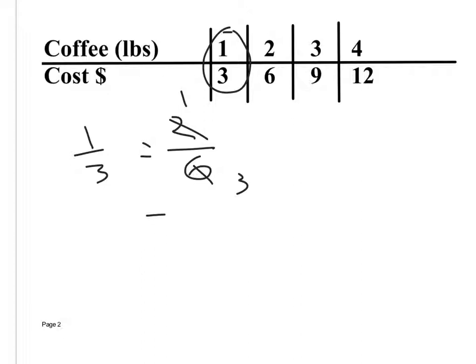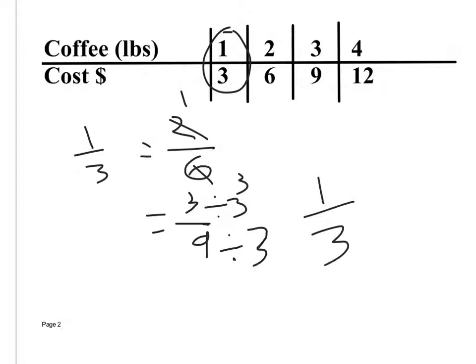Let's see if 1/3 is equal to 3/9. Divide both of these by 3. This pen's not working today. You get 1/3. So that one's right. And if you do 4/12, you're going to get the same thing. Divide both those by 4. So this is a proportional relationship.